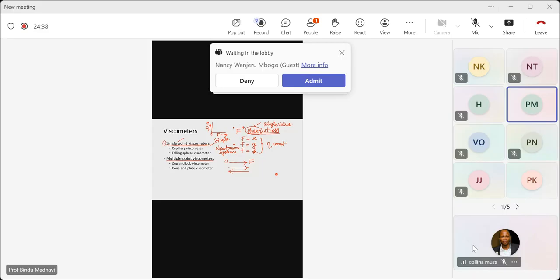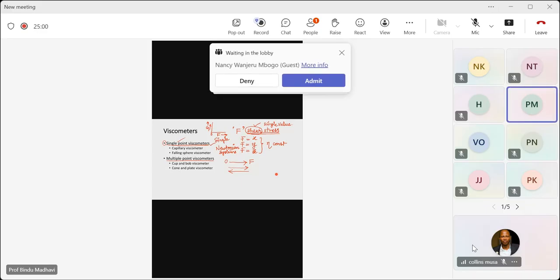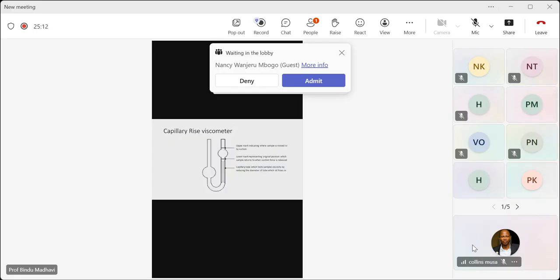So now we are going to look at two examples for the single point viscometers and two examples for the multiple point viscometers. And also we are going to look at the equations that are used to measure the viscosity when you are using that particular equipment. Am I clear with this classification of viscometers? Is there any need to repeat or brief it again? Continue.